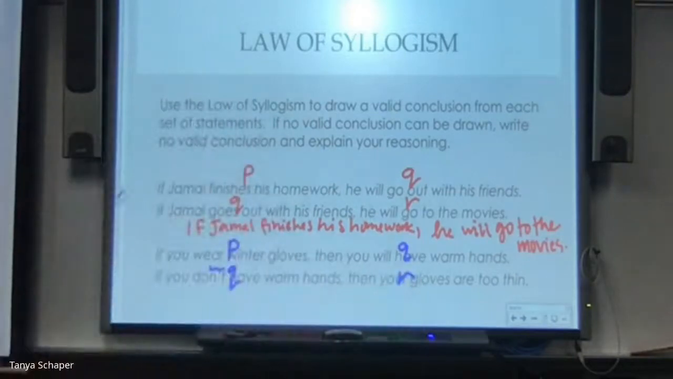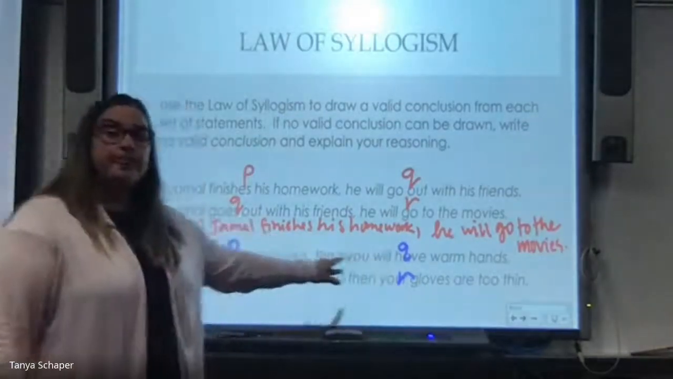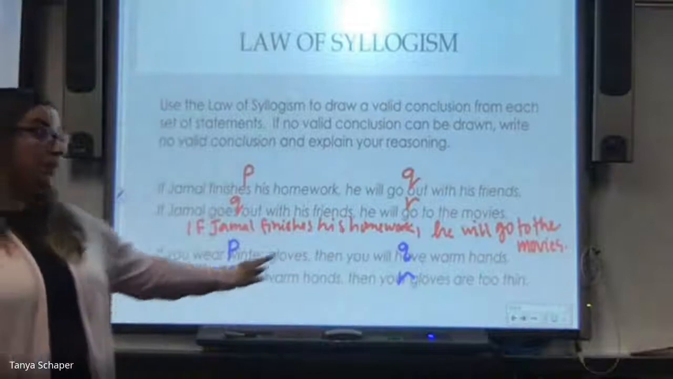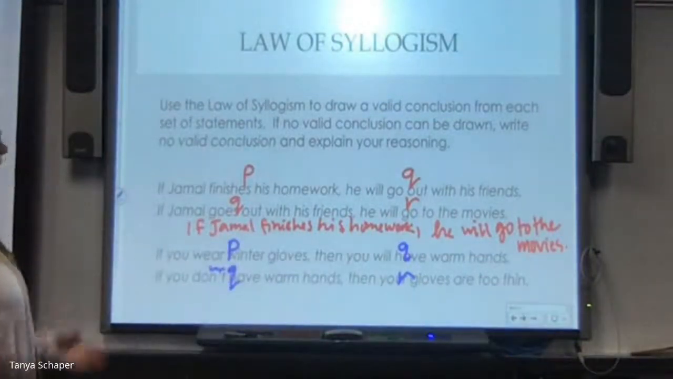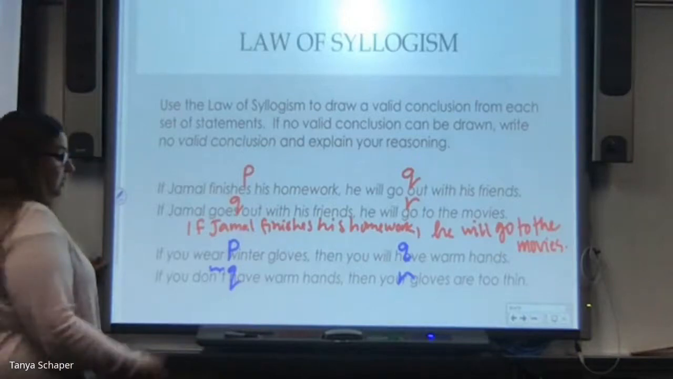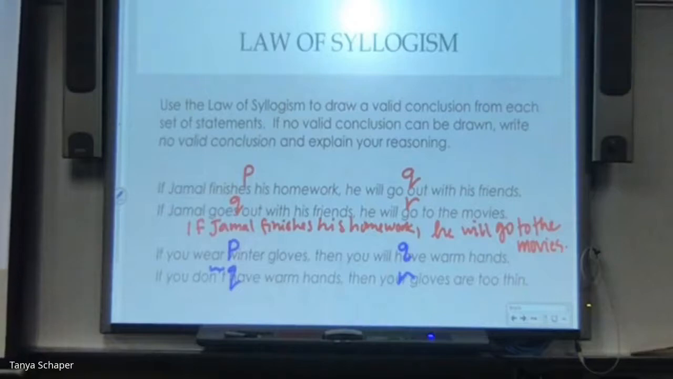All right, this one is not valid because it goes if P, then Q. It does not go if Q, then R. So this would be one that you cannot draw a valid conclusion because we're taking the inverse of that statement. So you're not creating a valid statement in this case. This one's invalid.